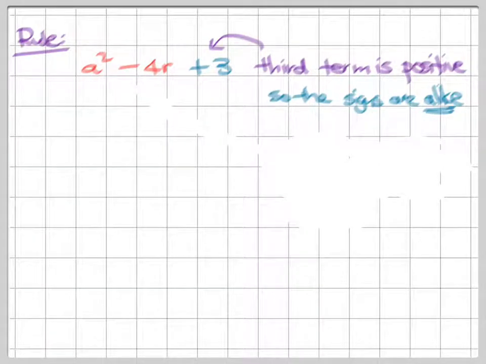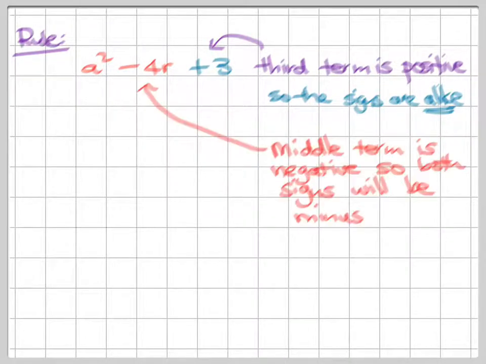If this third term is positive, yes it is, that means when we split the trinomial into 2 different parentheses, we're going to have our signs alike. So they're going to be 2 minuses, but they're going to have alike signs. That's what this plus tells you. And then we have to look at our middle term as well. If the middle term is negative, like over here, it will say that both signs will be minus.